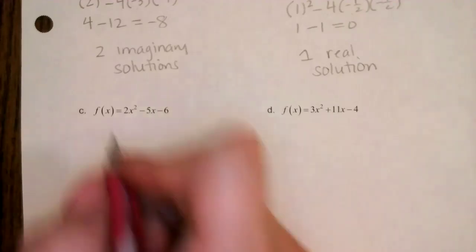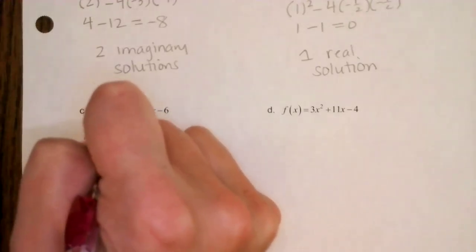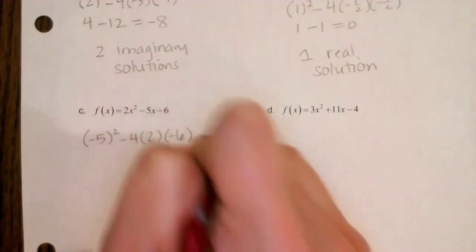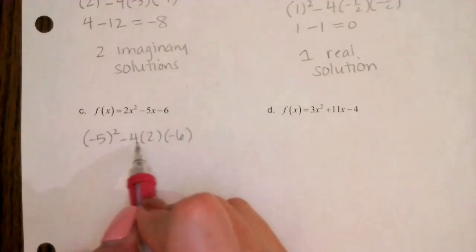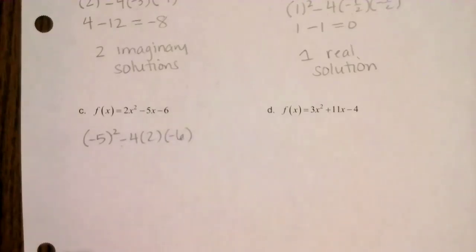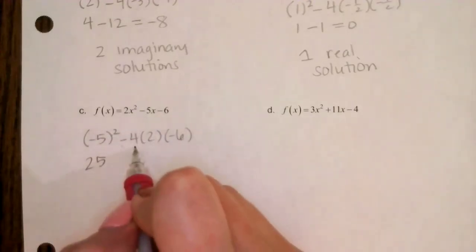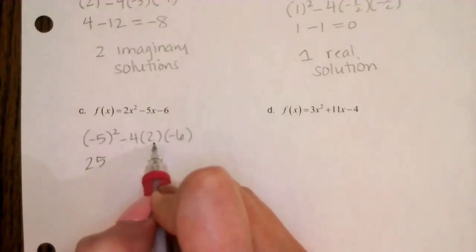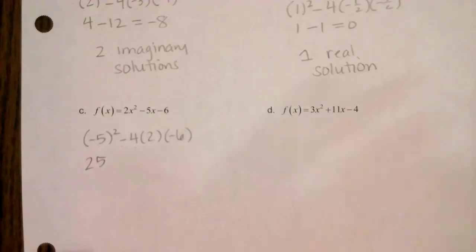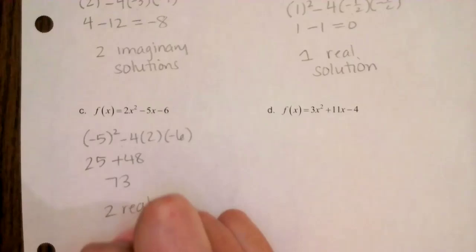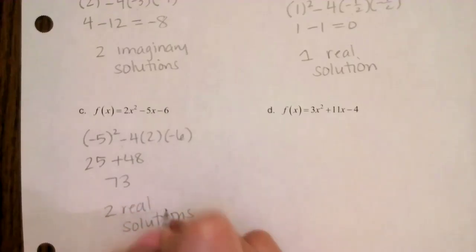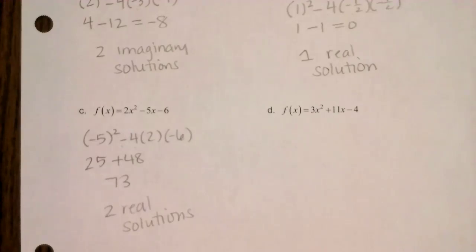I'll do one more with you. So b squared, negative 5 squared, minus 4ac. That's b squared minus 4 times a times c. That's always what you're doing, the part that's under the square root of the quadratic formula. And so that's 25. Negative 4 times 2 is negative 8 times a negative 6 is positive 48. I add those two together and I get 73. This is positive, so I have two real solutions. Again, if it asks how many and what type of solutions, you're doing the discriminant. You don't have to solve the whole thing.